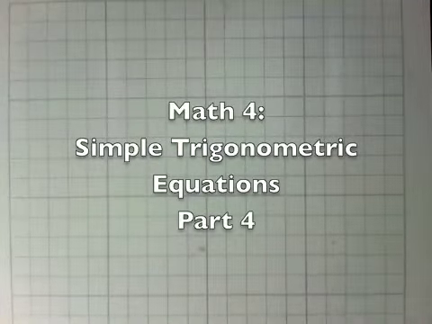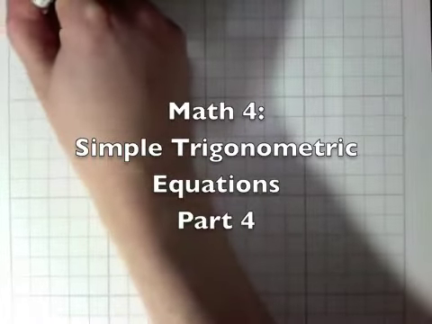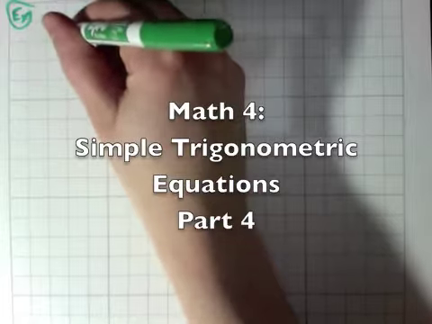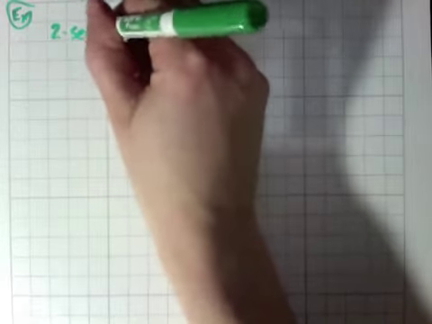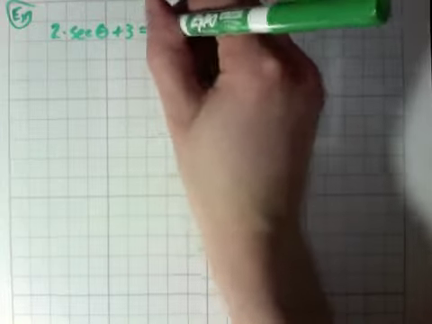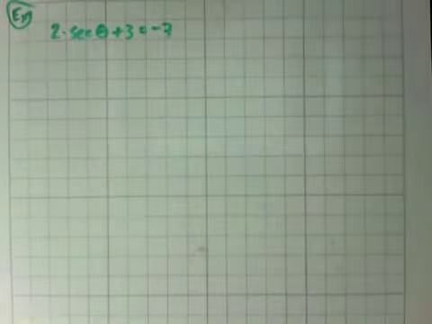Alright, welcome back for the final example for today. This one's going to be a little bit trickier. What if I want to solve the equation 2 times the secant of theta plus 3 equals -7?